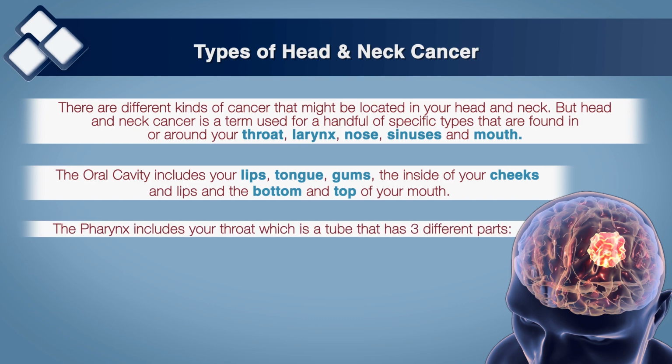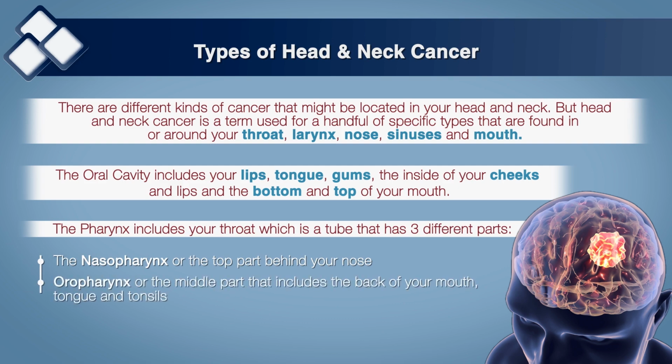The pharynx includes your throat, which is a tube that has 3 different parts: the nasopharynx, or the top part behind your nose; the oropharynx, or the middle part that includes the back of your mouth, tongue, and tonsils; and the hypopharynx, or the bottom part, which is sometimes called the gullet. Cancers in this part of your body are called nasopharyngeal cancer, oropharyngeal cancer, or hypopharyngeal cancer.